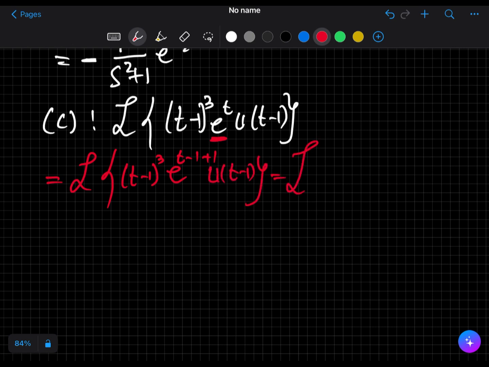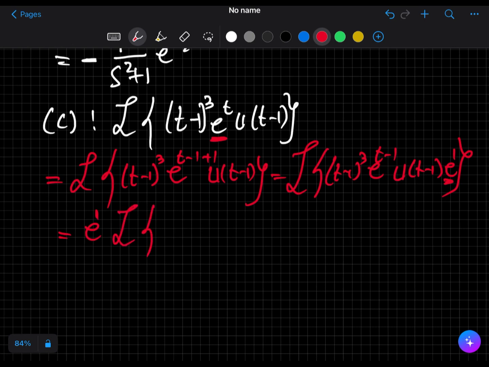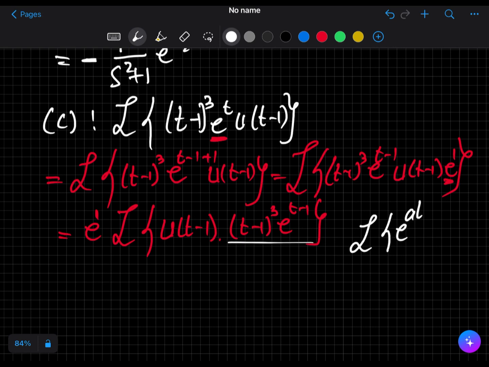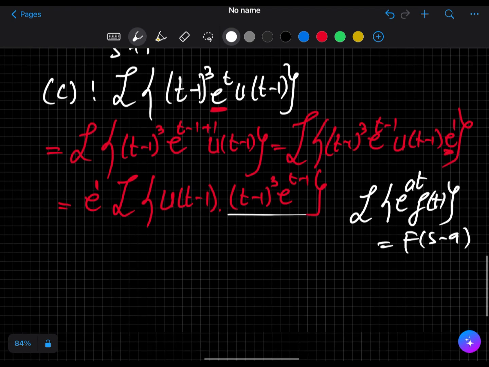So this is equal to the Laplace transform of (t minus 1)^3 u(t minus 1) times e^1. So this is a constant, I can bring that out. It is e^1 times the Laplace transform of u(t minus 1)(t minus 1)^3 u(t minus 1). So I realize that this is written in the form of the Laplace transform of e^(at) f(t), which is equal to F(s minus a).